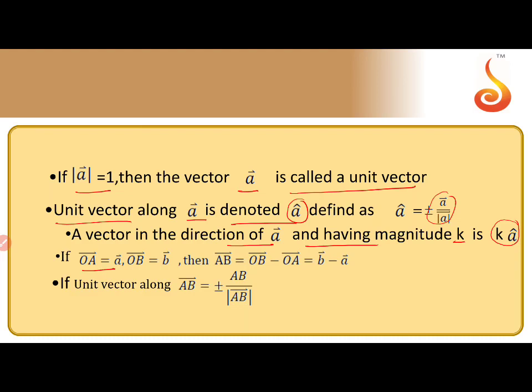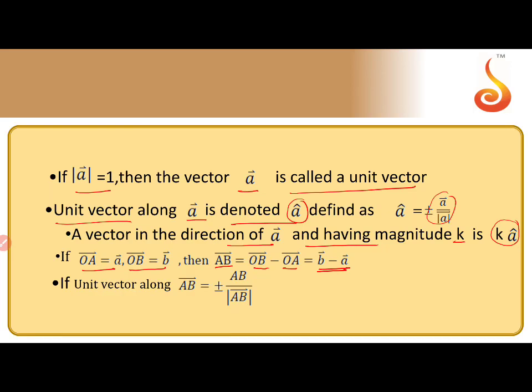Next, if OA bar equals a bar, what is the meaning of OA bar? It is the position vector of a point A. And if OB bar equals b bar, then AB bar can be taken as OB bar minus OA bar, that is b bar minus a bar. So AB bar is the position vector of B minus the position vector of A.